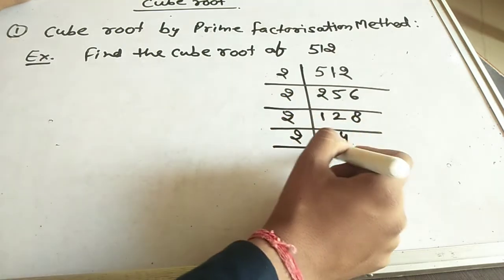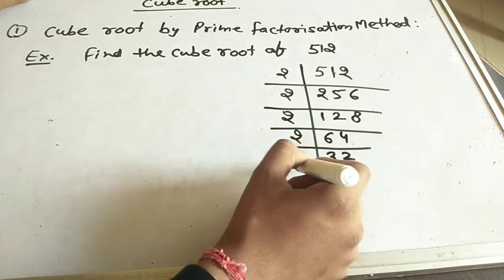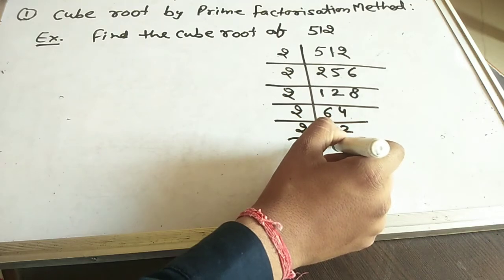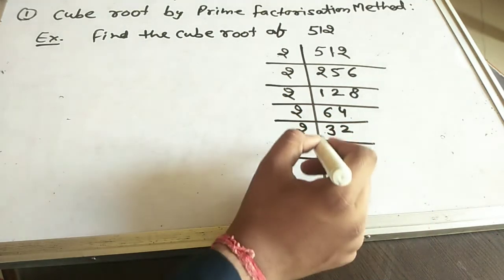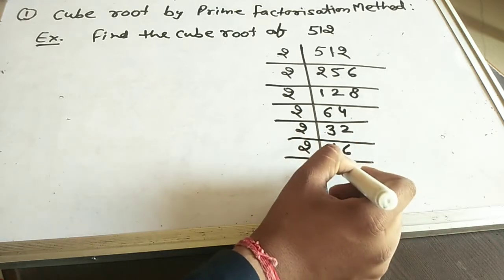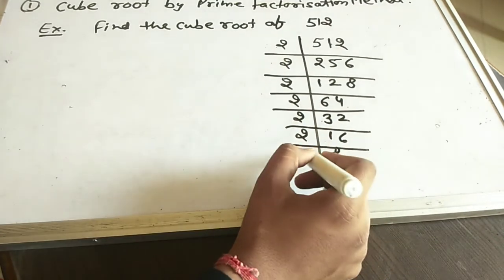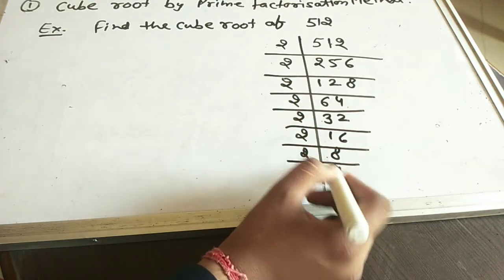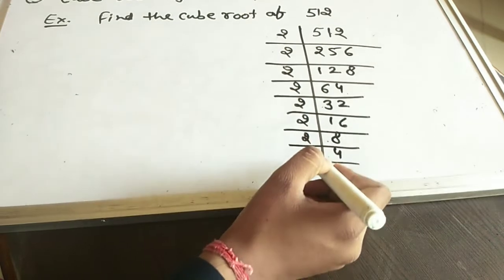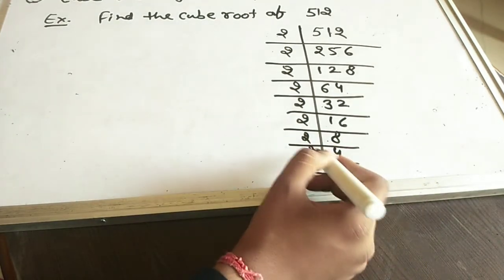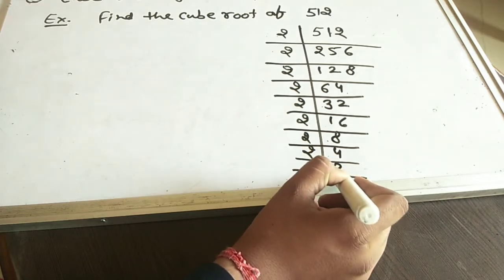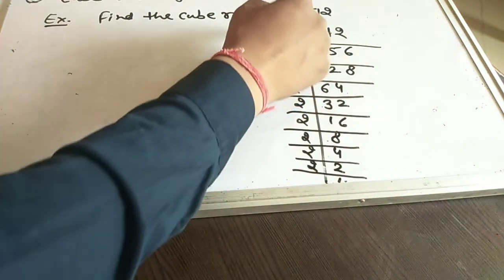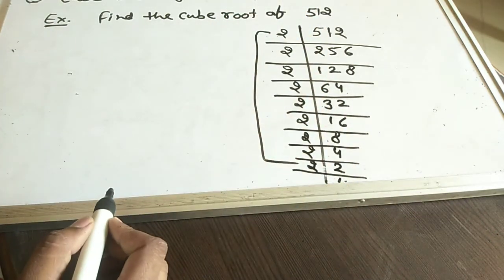64 divisible by 2. We get 32. Okay. 32 divisible by 2. We get 16. And 16 divisible by 2 we get 8. 8 divisible by 2 we get 4. 2 2s are 4. So we get 2 and 2 divisible by 2 we get 1. Okay. These are prime factors.